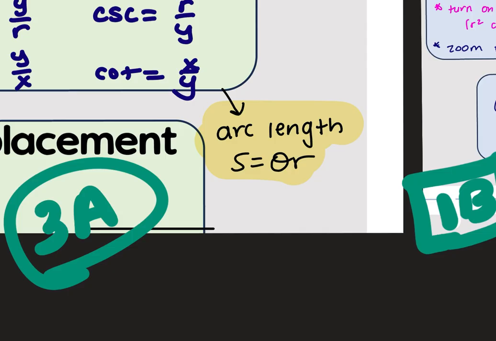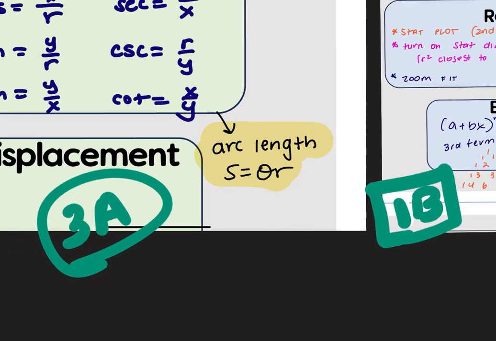This is page 3A. It doesn't really matter where you add it, but it did come up in the first part of 3. So again, arc length, S equals theta times radius. In one of the practice tests, I don't know if it was last week or the week before, they gave you the length of the arc and you had to work backwards to find theta. They could give you any two of those 3 parts, and you'd have to be able to find the other one.